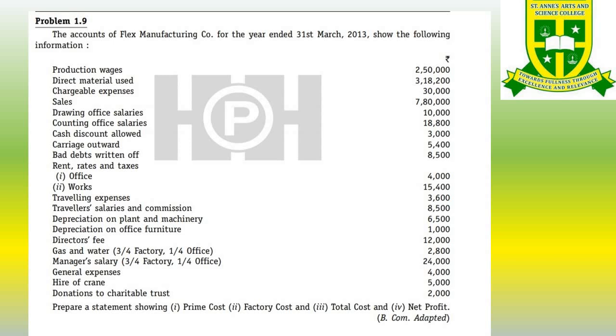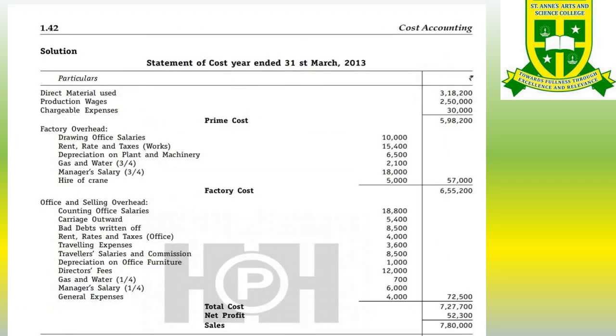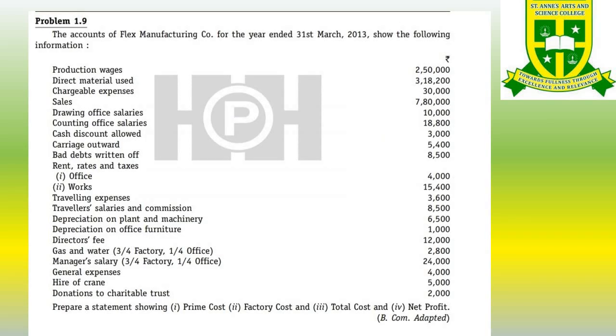And hire of crane, so they are hiring a machinery for the work. This is a prime cost, because without hiring that we cannot run the machinery. Here in the sum they have shown it wrongly in the factory overhead, but hire of crane has to be included in the prime cost. Don't forget, they have mentioned it wrongly. Then donation to charitable trust has to be avoided, because we don't show donations here.